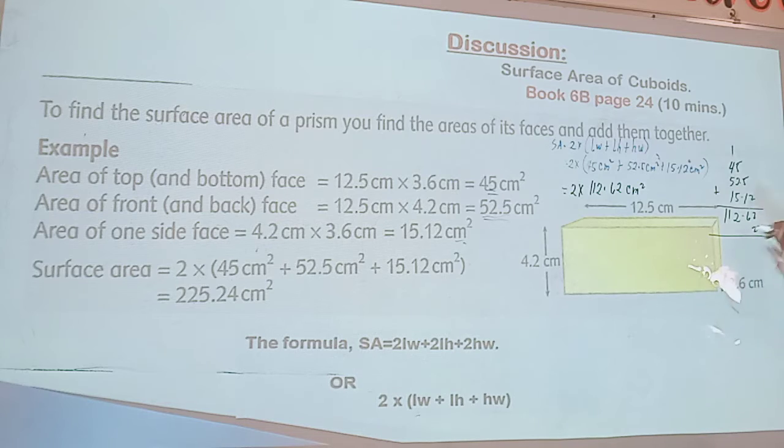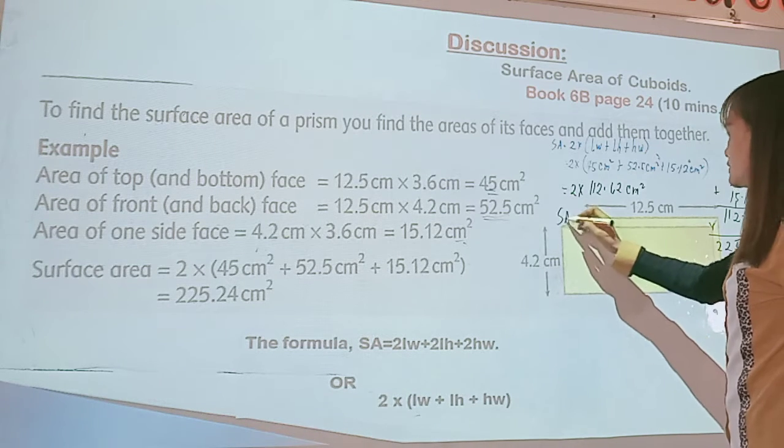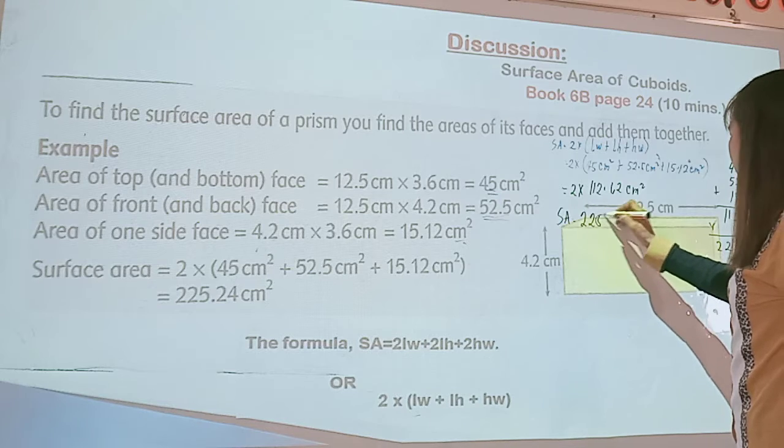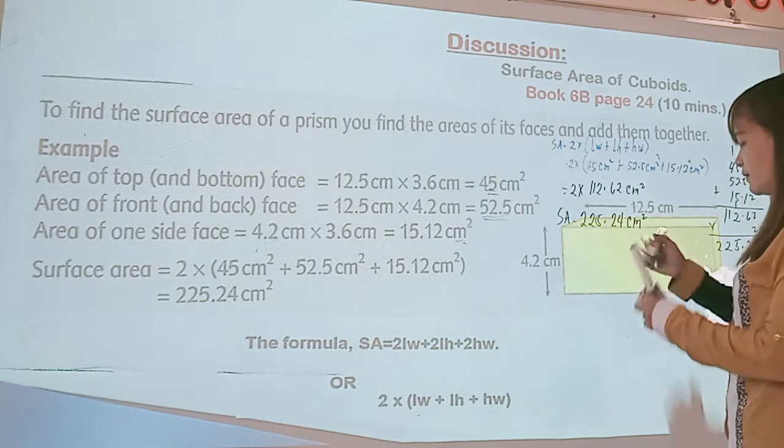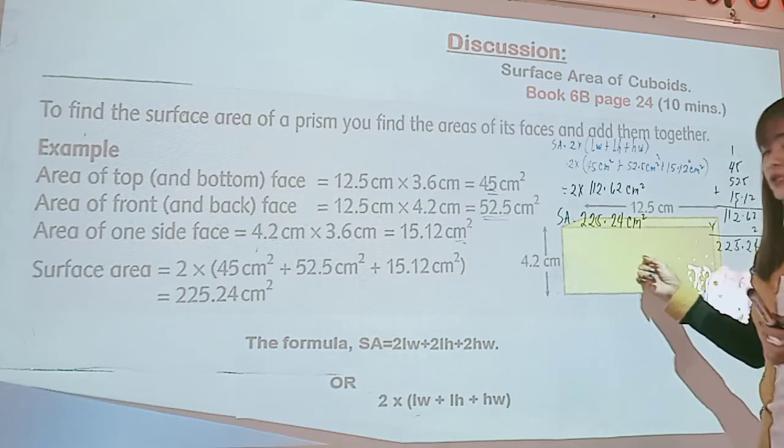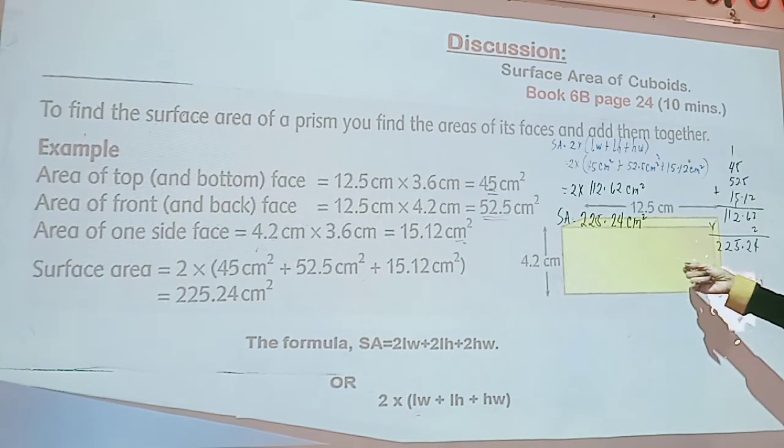Let us multiply now, times 2. 2 times 2 is 4. 6 times 2 is 12, carry 1. 2 times 2 is 4 plus 1 is 5. Then 2 and 2. How many decimal points? 2. So the surface area is equal to 225.24 centimeters squared. Okay, class, this is how we find the surface area of a cuboid.